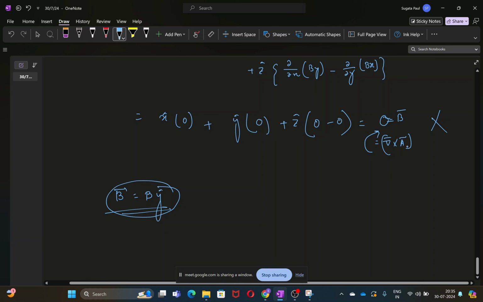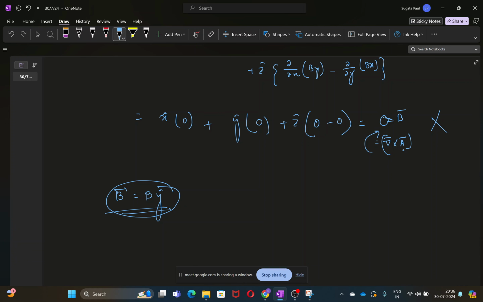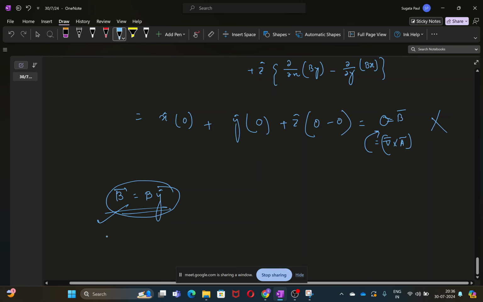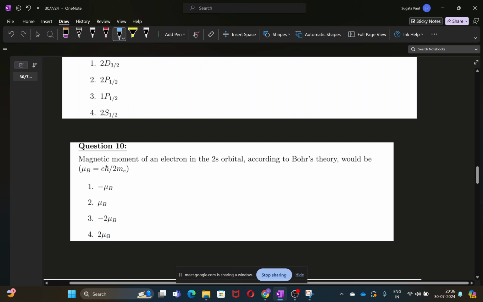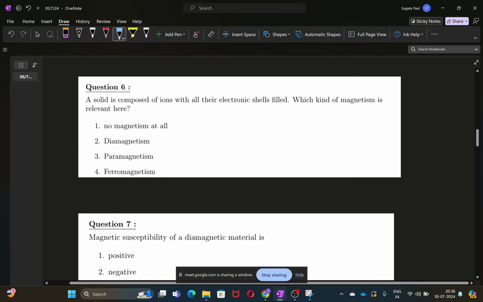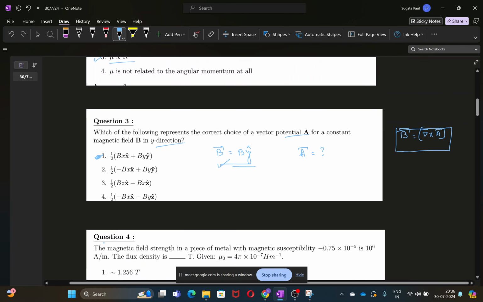So very naturally, the first choice given in the question, choice number A, will not be the right choice for this question, because it does not match this value of the field. Now we can check each choice by yourself. So I'll leave the calculation to you. I'll not show all the other options. I'll only tell you the answer, which is option number 3 probably, and we will just solve that part and show you that actually from this vector potential you will receive a B vector, which is nothing but B times y cap.